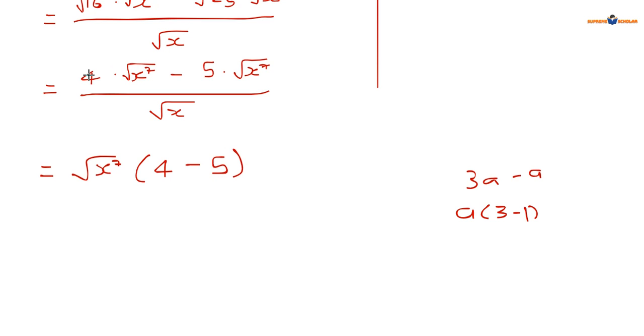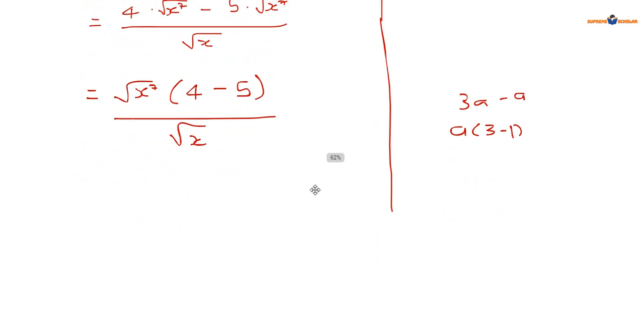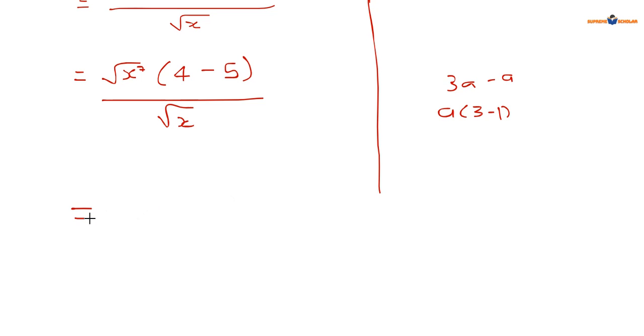How did I get that? Well, x to the power of 7 times 4 and x to the power of 7, square root of x to the power of 7 multiplied by negative 5 gives me the numerator over there. And then I still have the square root of x here. And there we go. So now we can say 4 minus 5, and that's going to be negative 1.